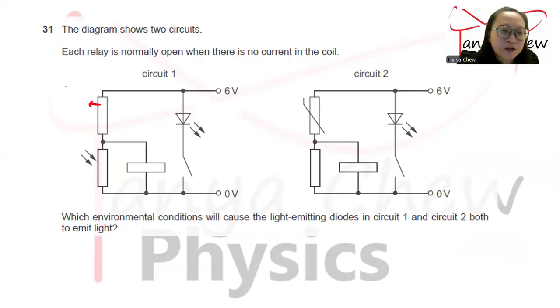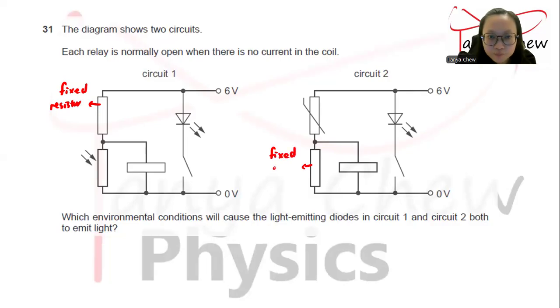This one is called a fixed resistor. From circuit 1, a fixed resistor is also there in circuit 2. What do I mean by fixed resistor? Fixed resistor means that the resistance is already fixed. If it is 20 ohm, it will be 20 ohm forever. If it is 100 ohm, then it will be 100 ohm forever. The resistance would never ever change. That is what we call a fixed resistor.